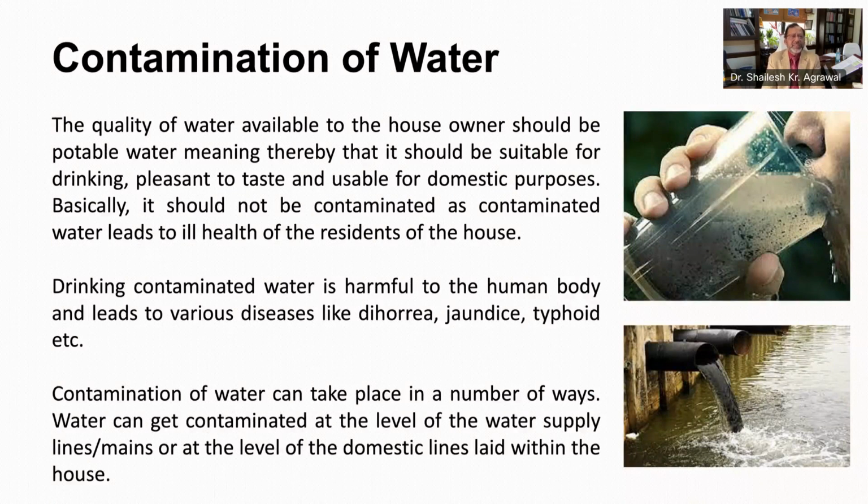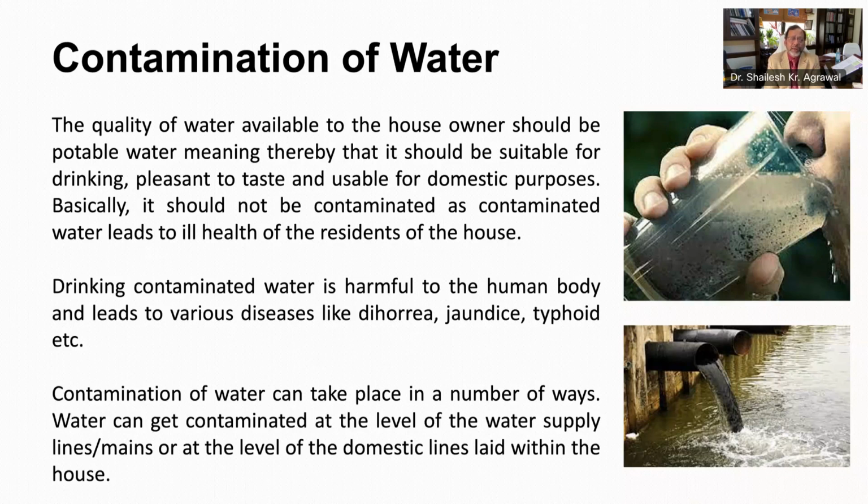Now let's discuss contamination of water. The quality of water available to the house owner should be potable water, meaning thereby it should be suitable for drinking, pleasant to the taste, and usable for domestic purposes. Basically, it should not be contaminated, as contaminated water leads to ill health of the residents of the house. Drinking contaminated water is harmful to the human body and leads to various diseases like diarrhea, jaundice, typhoid, etc.